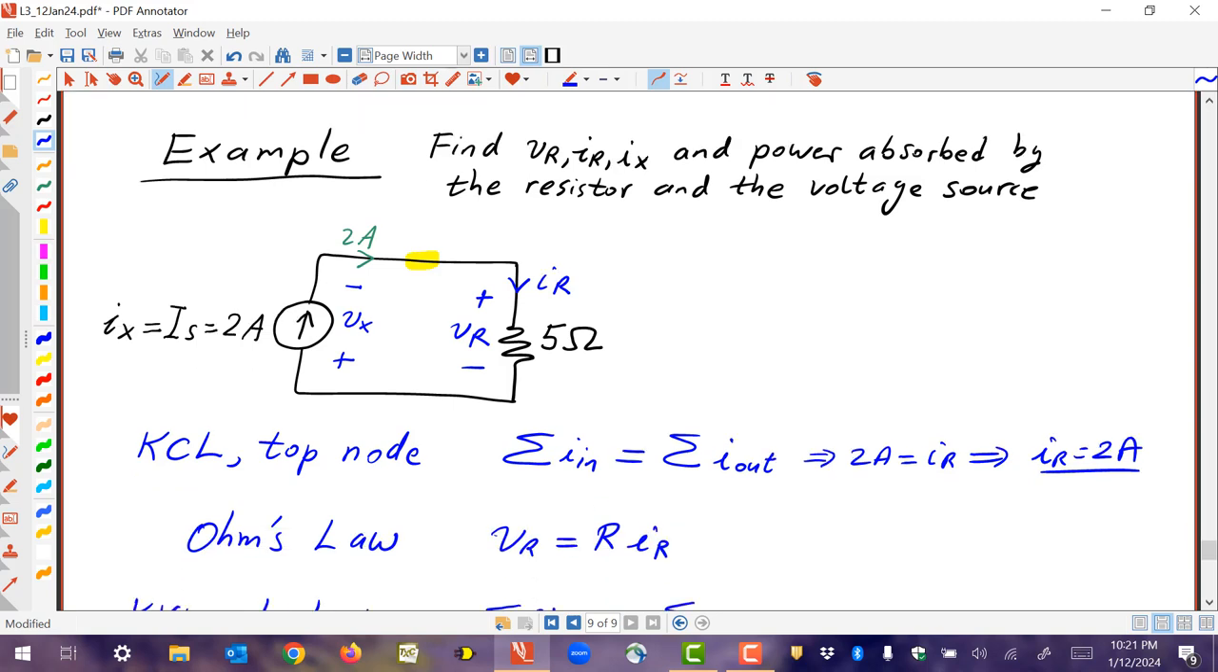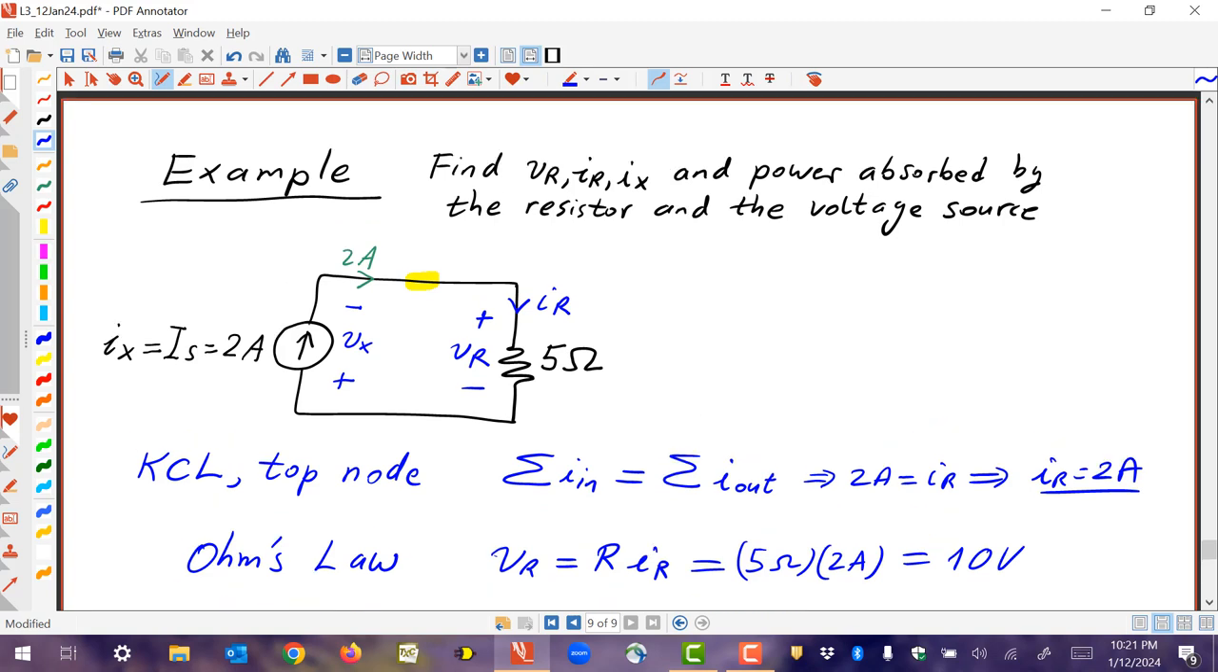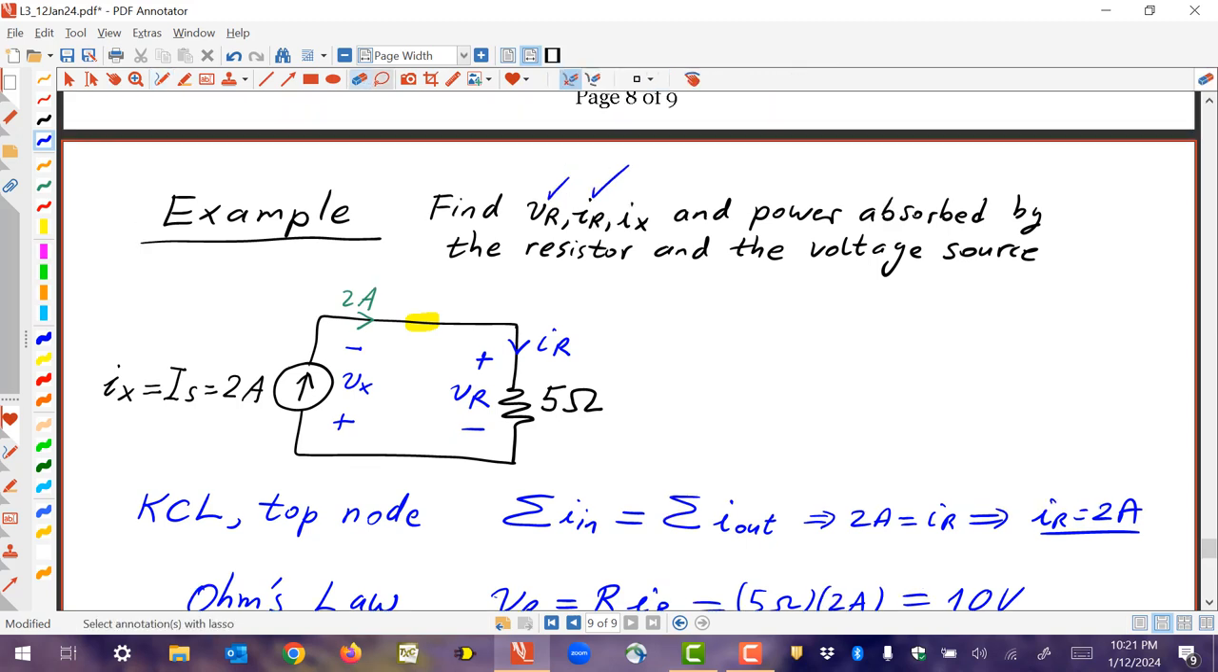Of course, if you know IR, you know VR by Ohm's law, right? Because the resistance is, in this case, 5 ohms, and IR you just calculated, 2 amps. So that says VR is 10 volts, right? So we found basically VR and IR. How about, not IX? I said IX here, but what I meant is VX, because IX is given.